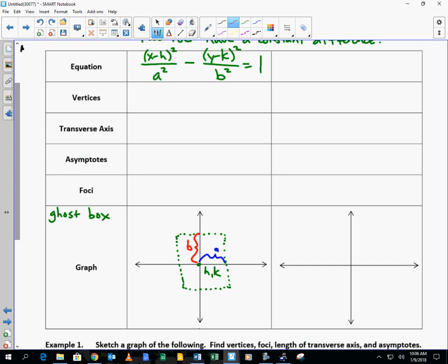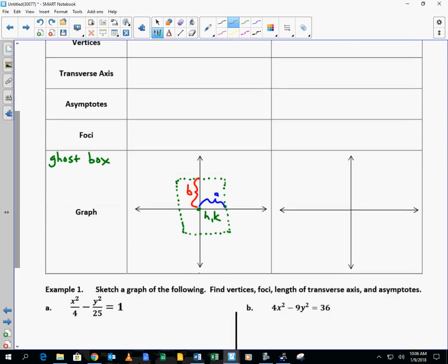Okay. Now, once we have that box, the next thing we can do is draw our asymptotes, and our asymptotes go right through the corners of the box. They're like the diagonals of the box.